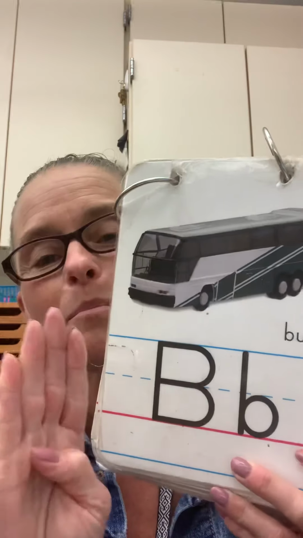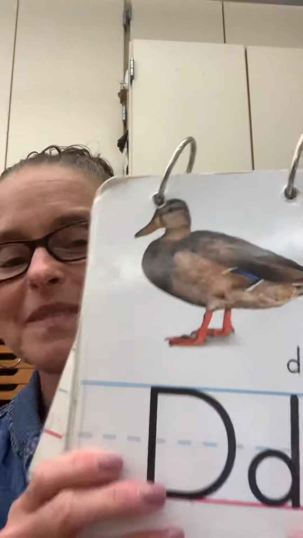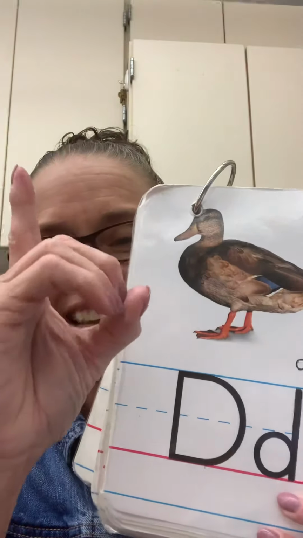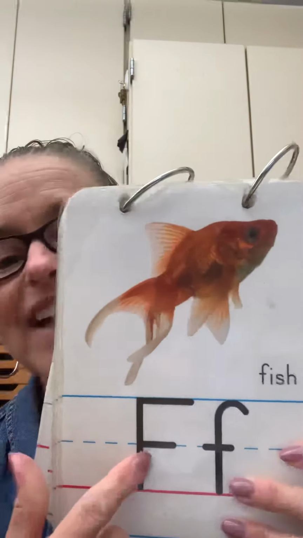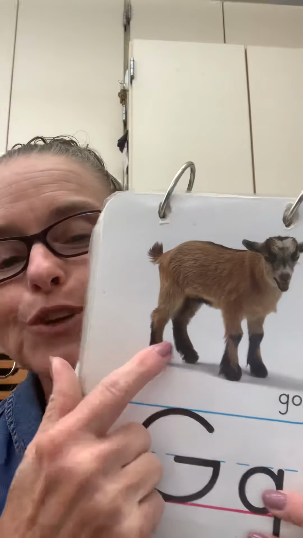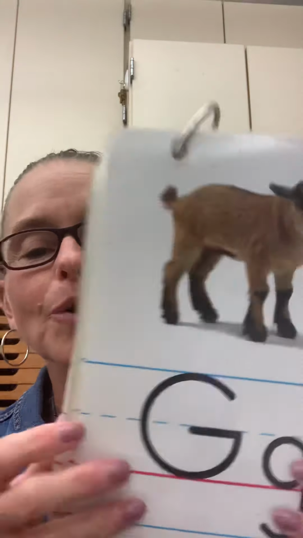A is for apple, apple. B is for bus, bus. C is for cake, cake. D is for duck, duck. E is for egg, egg. F is for fish, fish. G is for goat, goat. H is for house, show me, house.